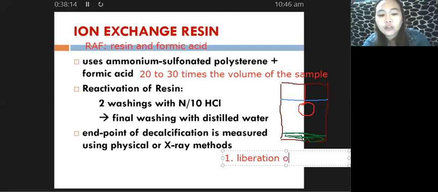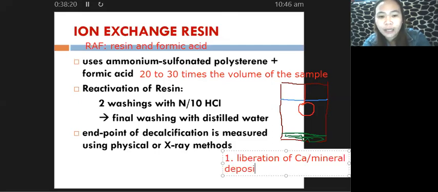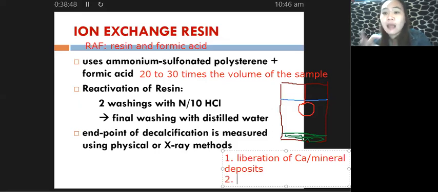This will allow the liberation of calcium or mineral deposits, particularly the ionized forms of your cations. Once your cations or your calcium ions are liberated from your calcium sample, the next thing that happens is that these ions will be attracted to your resin.